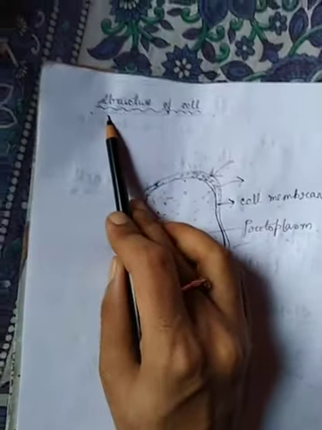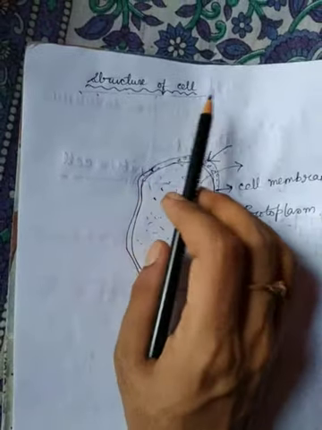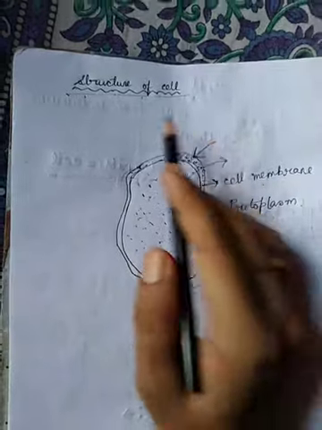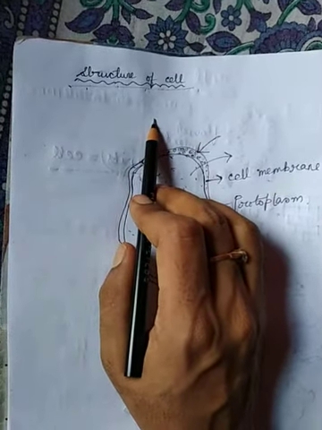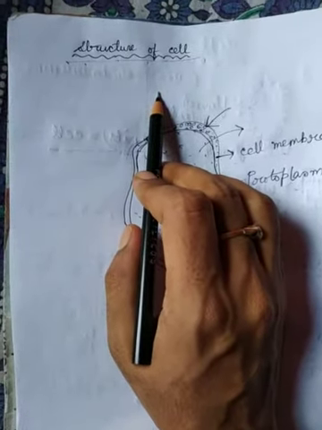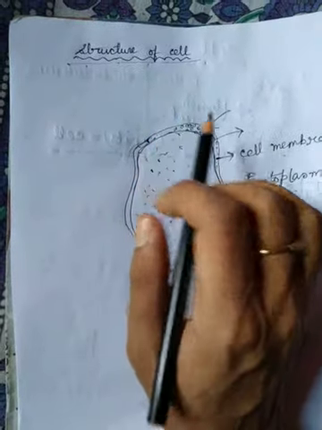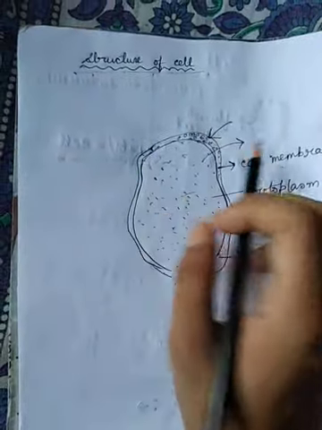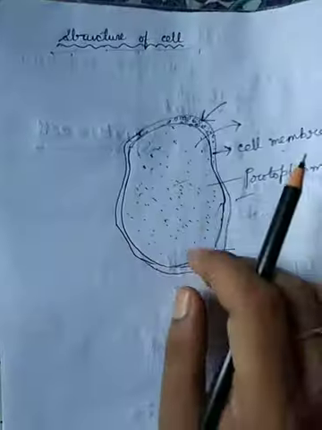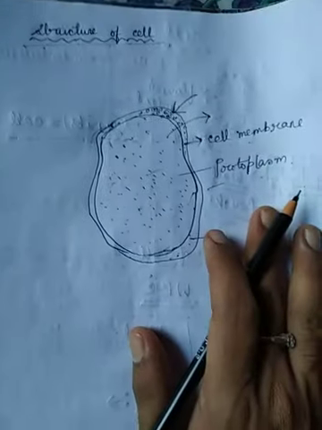Today we will start the structure of the cell. Though the animal cell and plant cell structures are not the same, some of the parts are common and present in both plant cell and animal cell. First of all, I will describe the general structure of a cell.